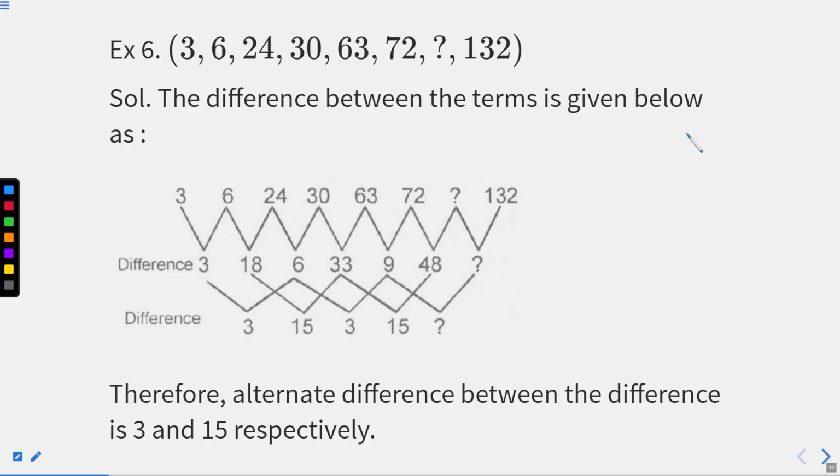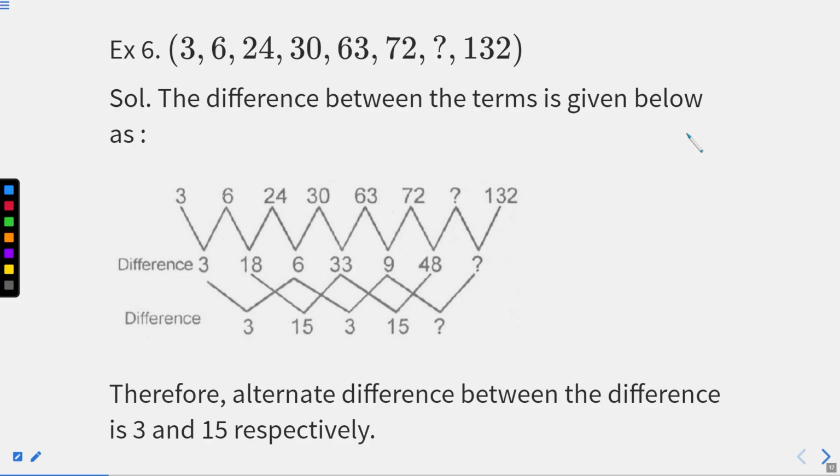So this gives us a hint that we can calculate the difference between the numbers. Here you can see in the solution part, the difference between 3 and 6 is 3, then 6 and 24 is 18, then 24 and 30 is 6, then 30 and 63 is 33, followed by the same sequence. In the end, we don't know the difference between the missing value and 132. For that, we need to again check the differences. Here we can see that the alternate numbers, 3, then 6, then 9, are following a difference of 3.